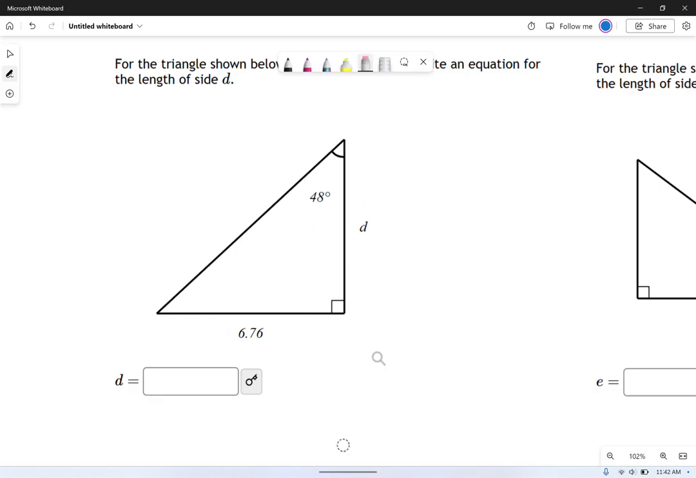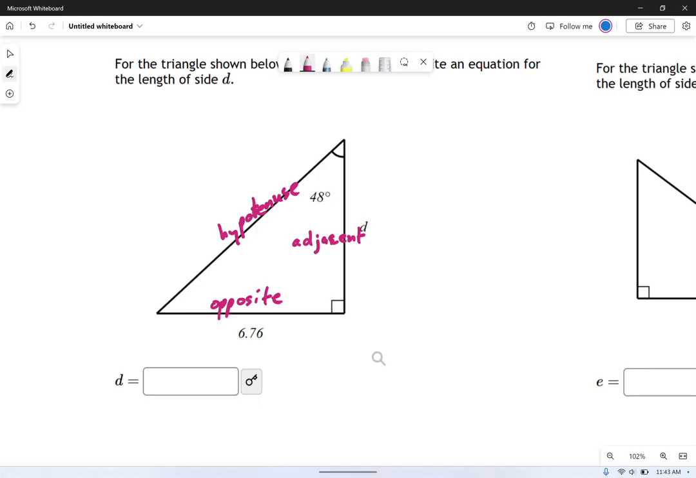So I'm going to label this one. Let me get my pen back here. I'm going to label this opposite because it is a side that is furthest away from that angle, 48 degrees. And this one over here is going to be adjacent. And this up here is going to be the hypotenuse. See if I can spell today. Okay, so I've got my opposite, adjacent, and hypotenuse.